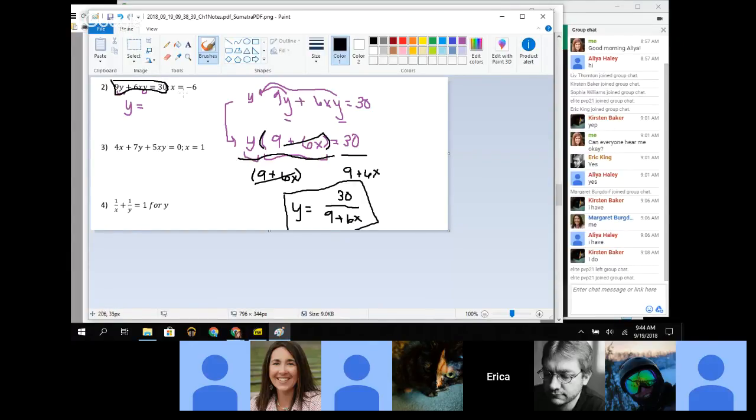Okay. The second part is what happens when x equals -6. That's the pretty easy part that I'm going to let you guys do on your own. So you just plug in x equals -6 here and solve. Okay. That look fun? Yay, right?